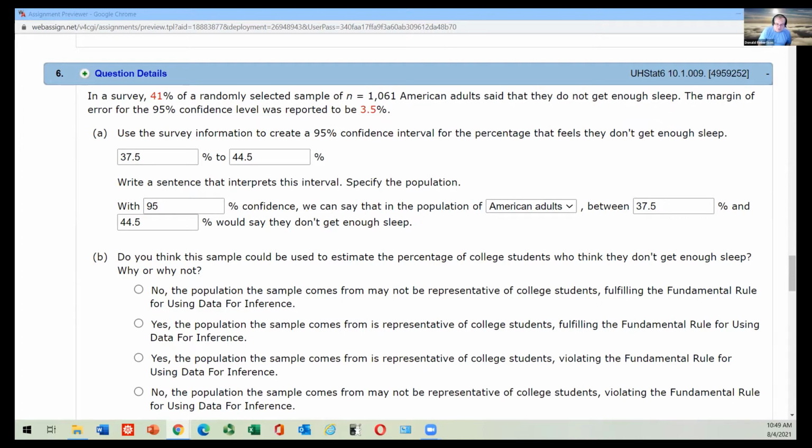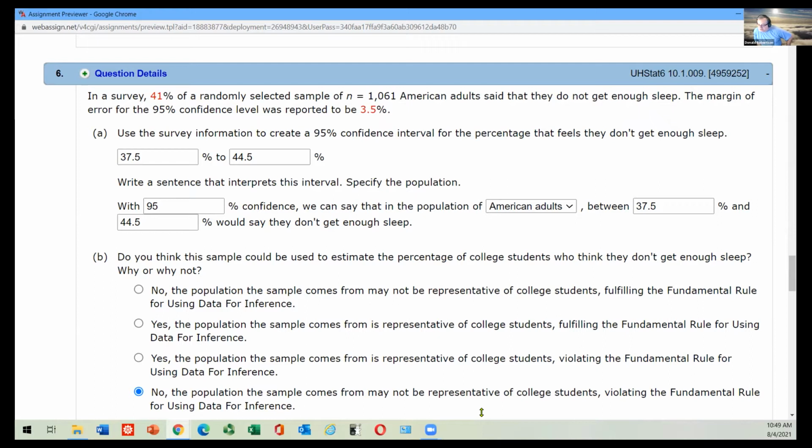Anybody want to volunteer and answer that one before I tell you? Which one of those 4? Is that a yes or a no? At least you should be able to go for that. I think it's the violating one. It is the violating one, you're right, which is no. You couldn't use that interval to try and estimate what college students do.